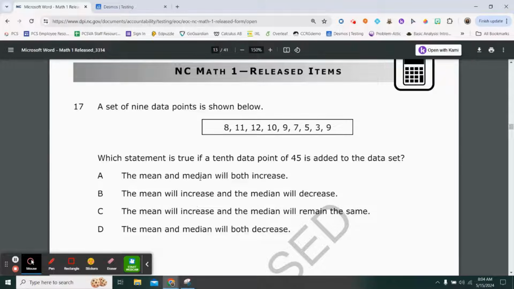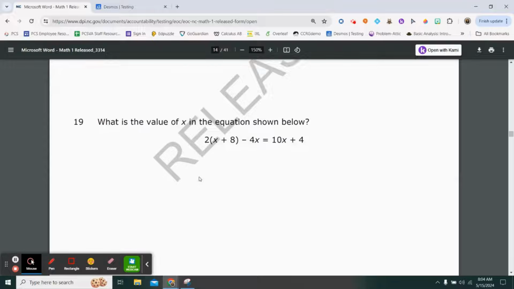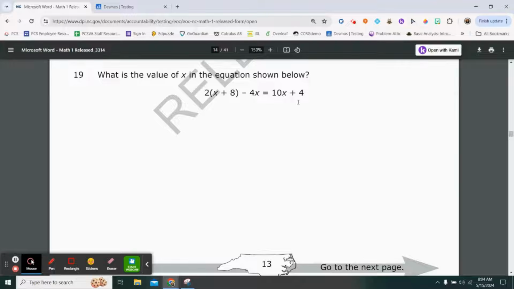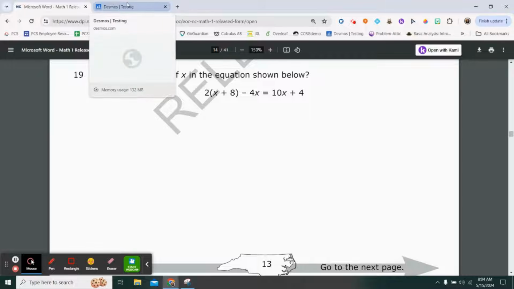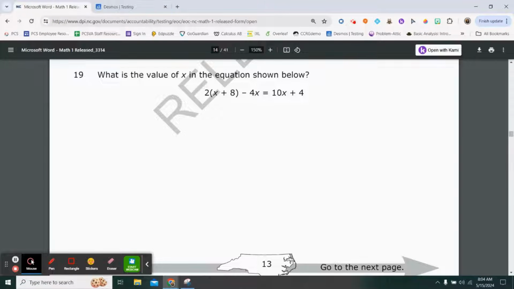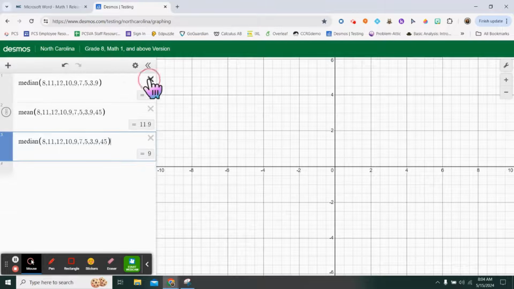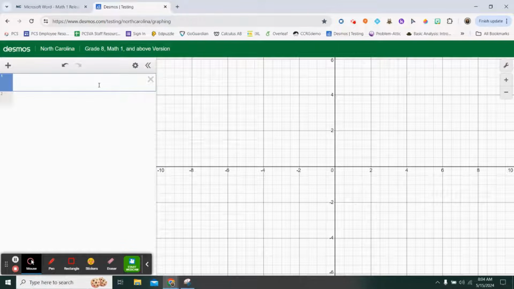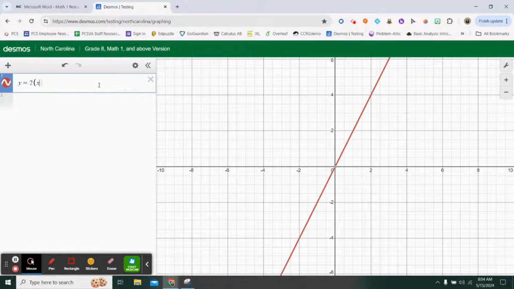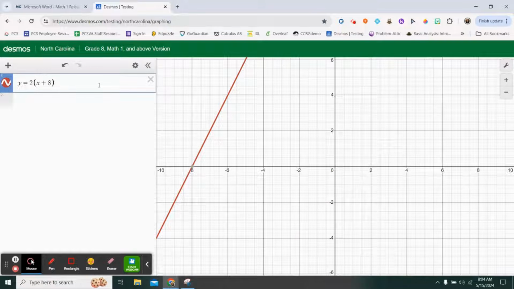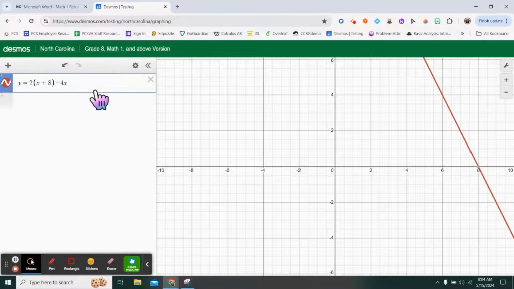All right, number 19 is another great question for me to show you how to solve this without knowing anything about solving equations. Anytime you have an equation and you're solving for x, you just need to do y equals the left and y equals the right in Desmos. So I'm going to type in y equals the left side of the equation into line 1. So let me clear out. Y equals, that was the left side of the equation.